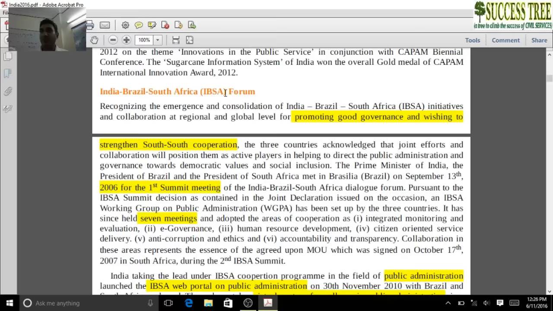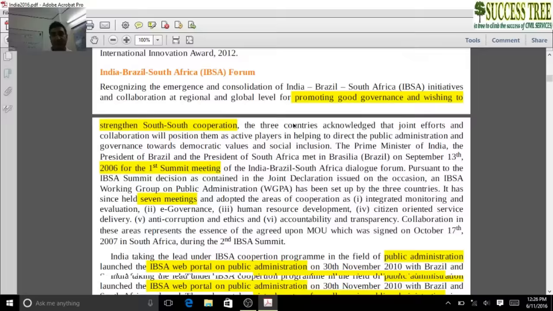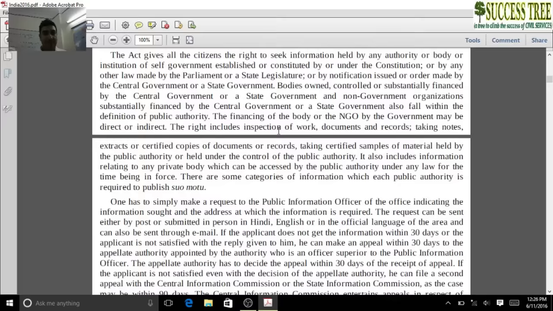So what kind of question can you expect in the mains? You can find questions on the relevance of IBSA in comparison with BRICS. Why is IBSA losing its relevance in the contemporary international scenario, or, comparing with BRICS, how is BRICS outshining IBSA? So you should first know what IBSA is, why IBSA was formed, for what purpose, what objective. In that regard you can discuss those. So you can read it again from the mains perspective.